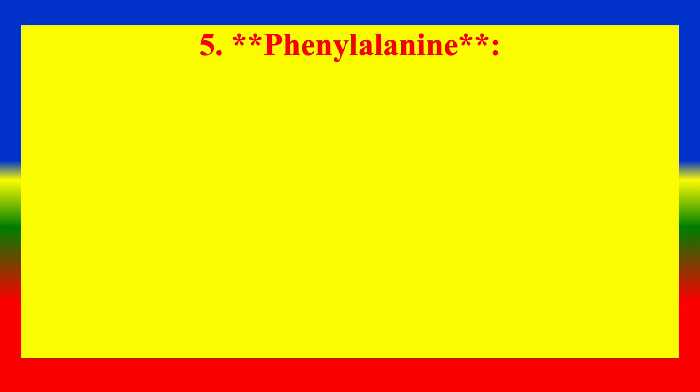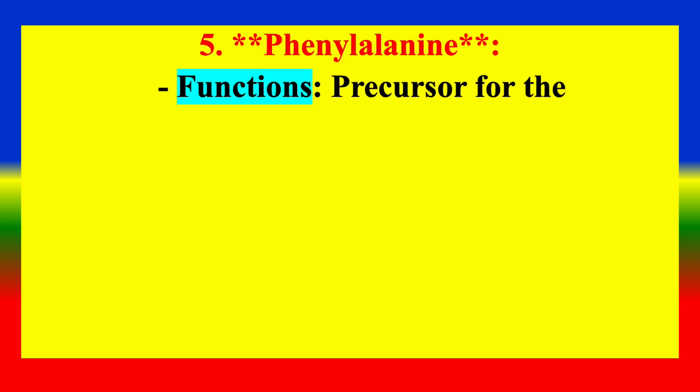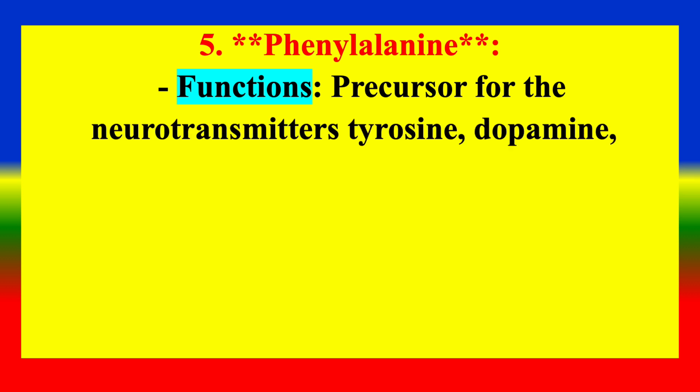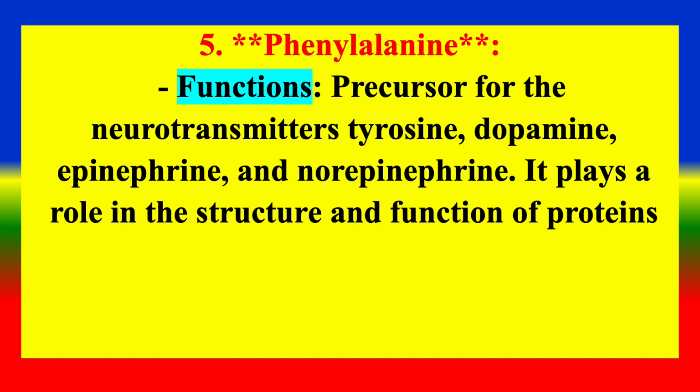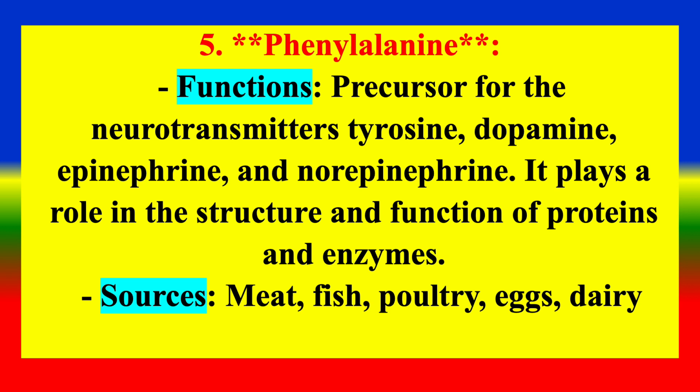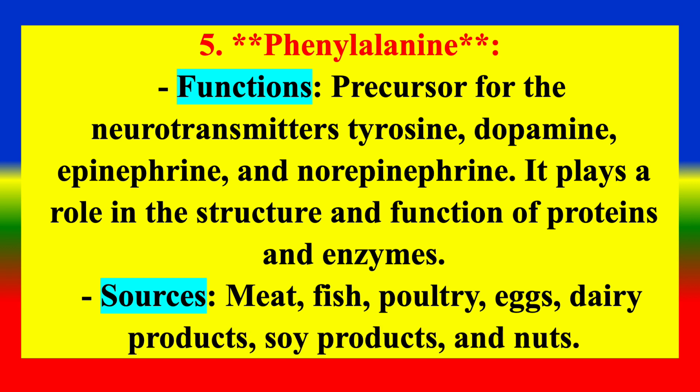5. Phenylalanine. Functions: precursor for the neurotransmitters tyrosine, dopamine, epinephrine and norepinephrine. It plays a role in the structure and functions of proteins and enzymes. Sources: meat, fish, egg, dairy products, soya products, nuts.